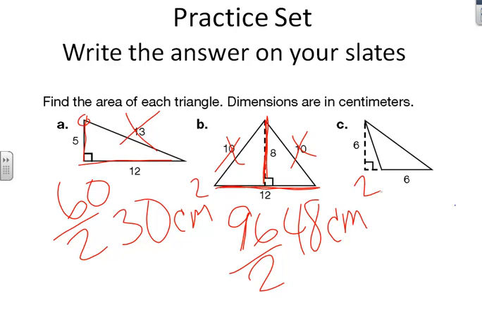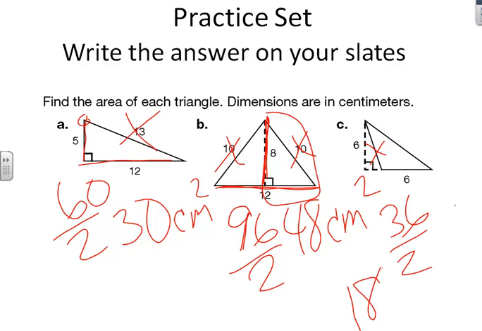Now, what if they asked you what the area of half of this was? Well, then you just divide it in half again. That's all you do. Okay, let's look at C. Again, mental math. We don't worry about that. We just do 6 times 6 is 36. Divided by 2 is 18 centimeters squared.